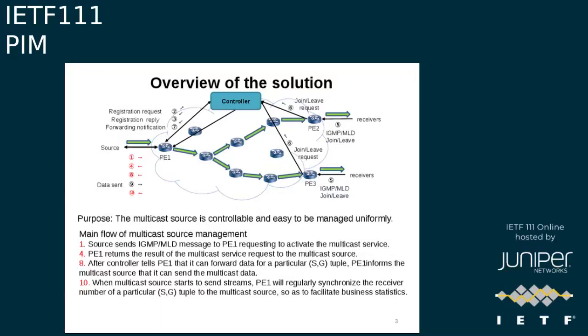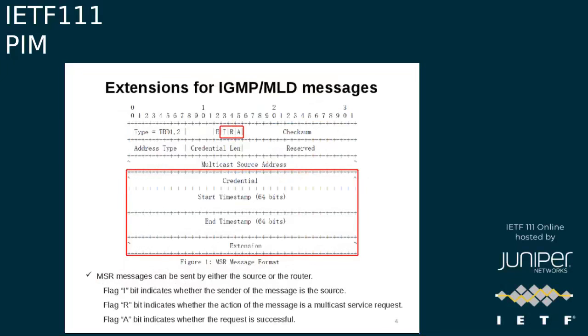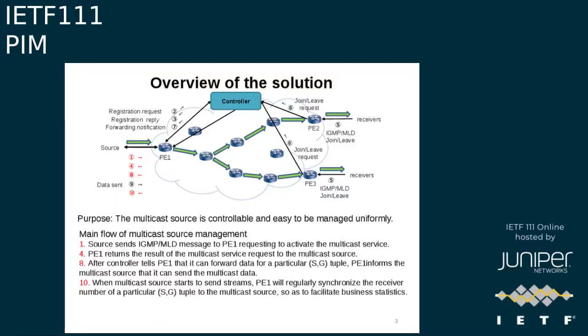between routers. In the figure on this page, step 1 to step 10 are the processes of the overall solution, where step 1, step 4, step 8, and step 10 are the related processes of multicast source management. Step 1, the source sends a newly defined multicast source registration message to the ingress router requesting to activate the multicast data transmission service.